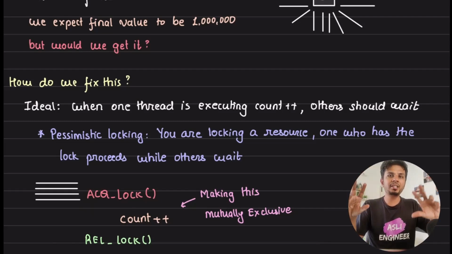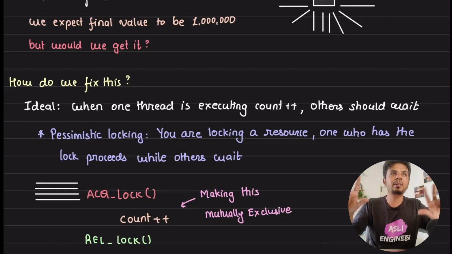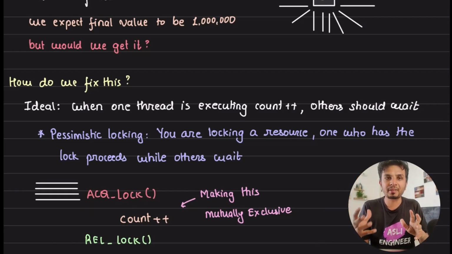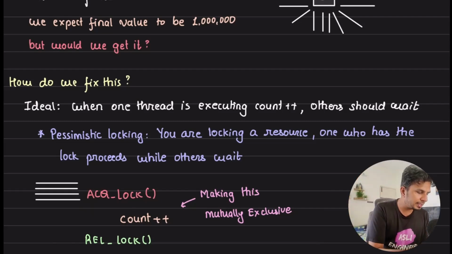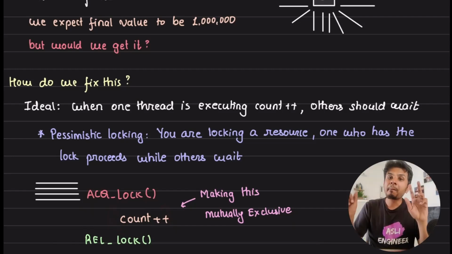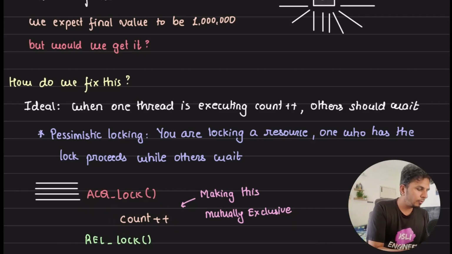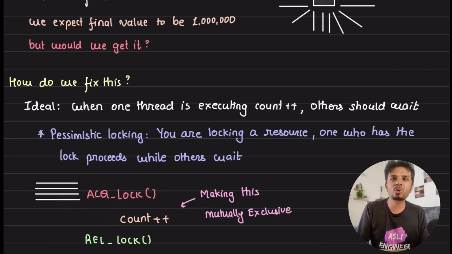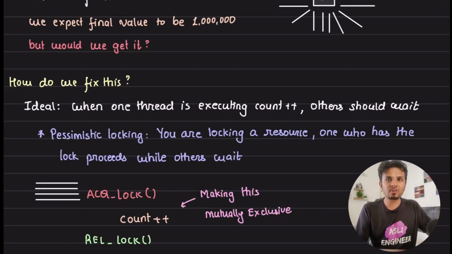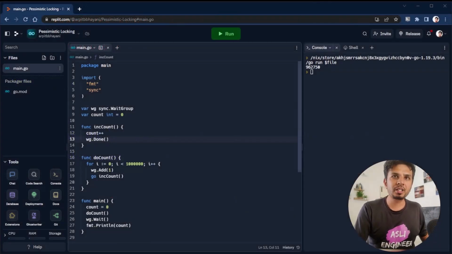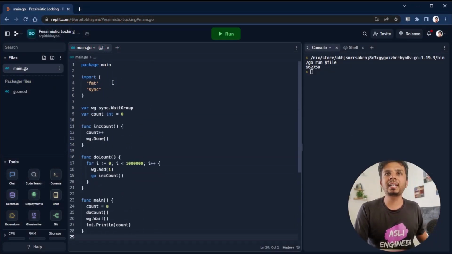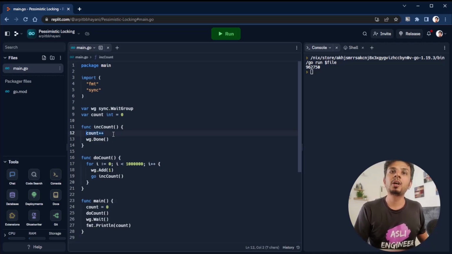This implementation is classically called a Mutex, basically a mutually exclusive implementation. What we are doing is making this critical section mutually exclusive for one thread or one goroutine at a time, which is what we would implement now. So in the function that we wrote, ideally we would want this count++ to be executed by just one thread at a time.